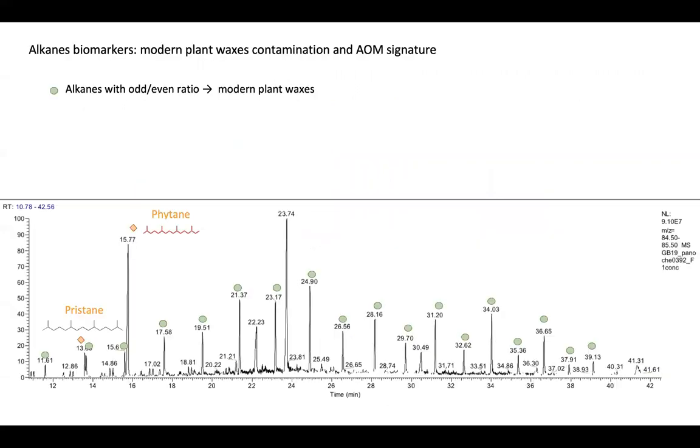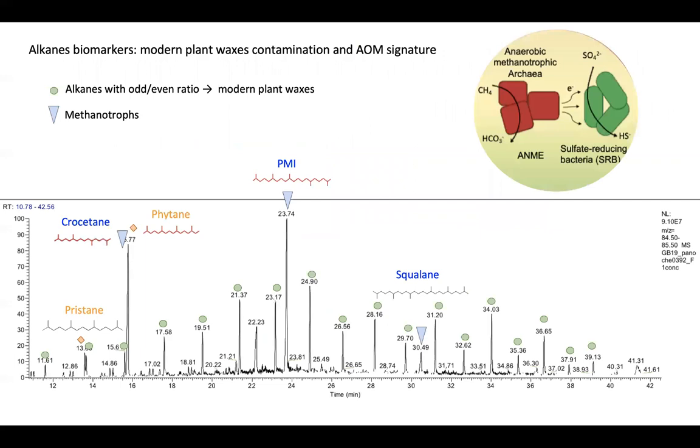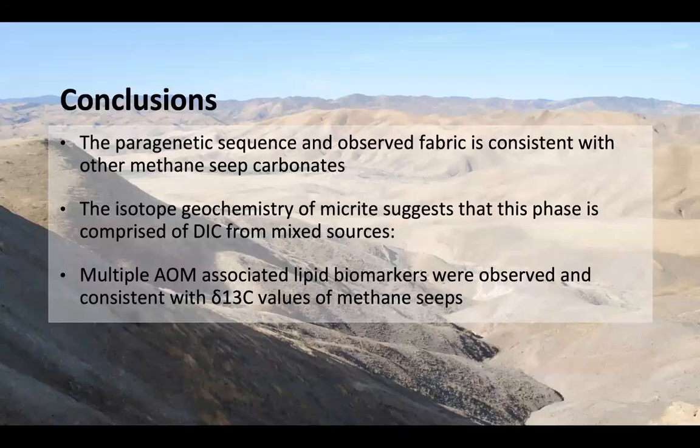Next, I would like to discuss some of the biosignature results via lipid analysis determined by mass spectrometry. Lipids synthesized by microorganisms may be entrained in the seep carbonates, preserved and altered over time. Lipids commonly associated with methanotrophic microorganisms, such as crocetane and squalane, were found in our samples. Lastly, the delta C13 value associated with this sample was -33 per mil, which lies within the range of values associated with AOM processes.